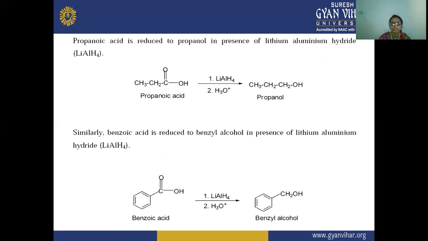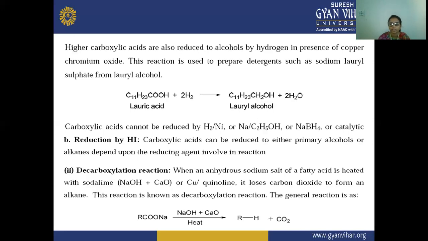Next, propanoic acid is reduced to propanol in the presence of lithium aluminum hydride, and propanoic acid gets converted to the propanol. Next, benzoic acid gets converted into the benzyl alcohol in the presence of this reducing agent, that is lithium aluminum hydride. Next, this lauric acid gets converted to the lauryl alcohol.